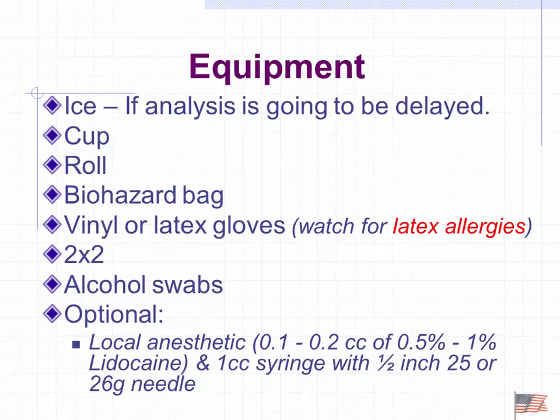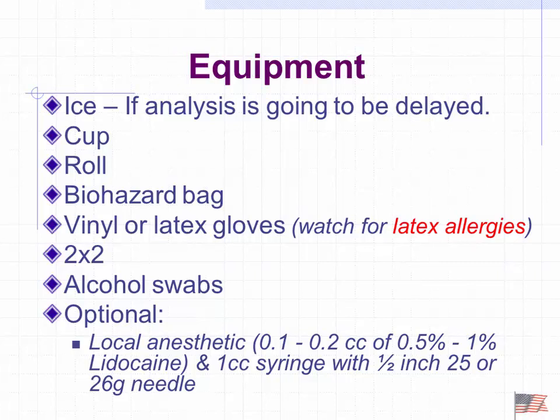If we're not going to analyze it, if it's going to take some time to analyze, we really need to keep the syringe cool. We'll talk more about that in a little bit. A roll of towel or washcloth will help, and I'm going to show you a picture of that as far as positioning the wrist so the artery is easy to sample from.